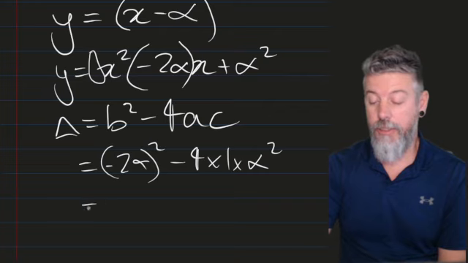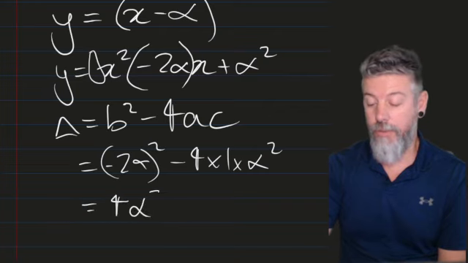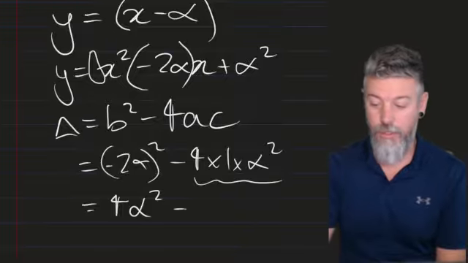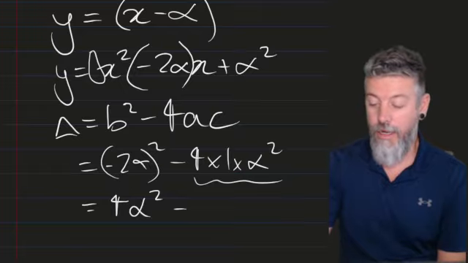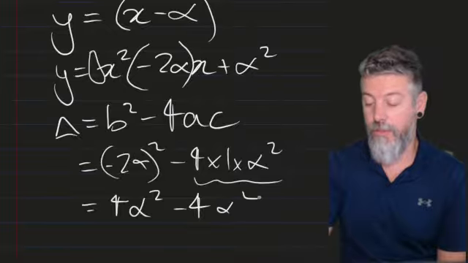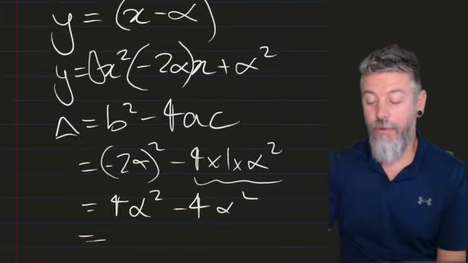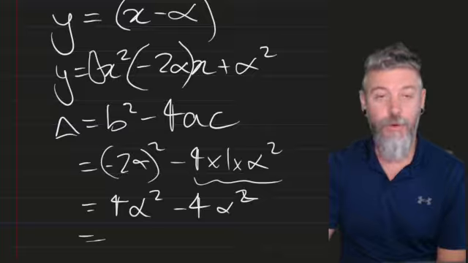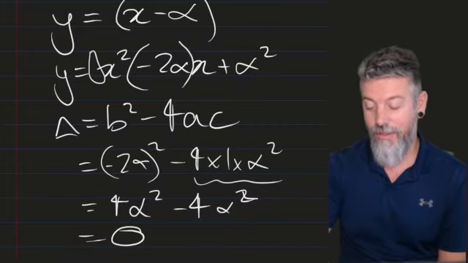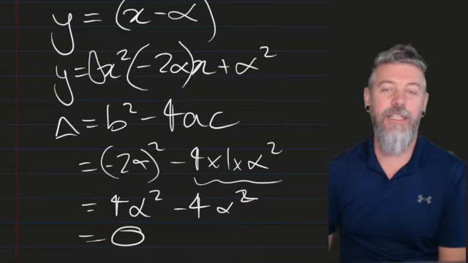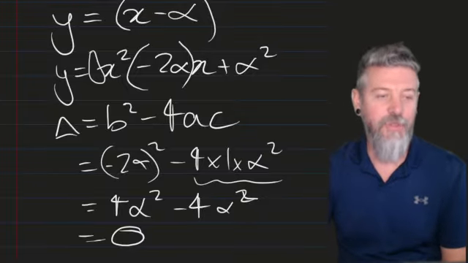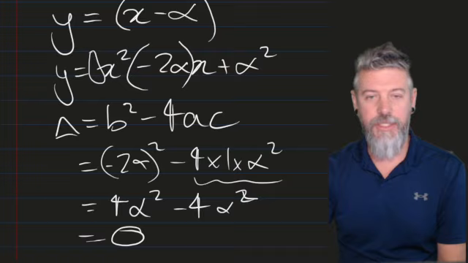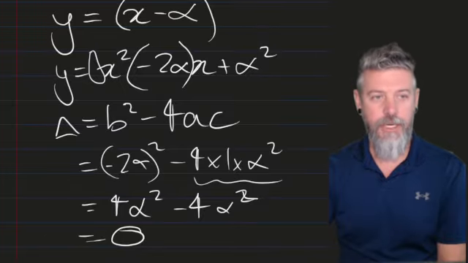So now if we expand this further, we get 4 alpha squared minus, and then over on this side, negative 4 times 1, negative 4, and then alpha squared, minus 4 alpha squared. And then 4 alpha squared minus 4 alpha squared is 0. Ta-da! Like some sort of magical trick, at the end this 0 just pops out. But it is what we expect.